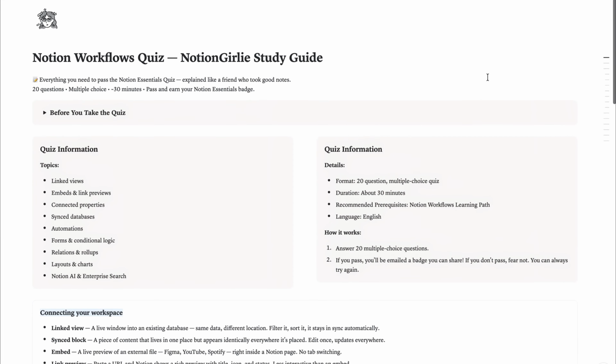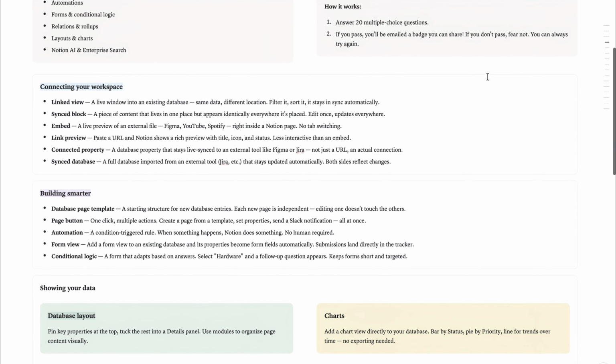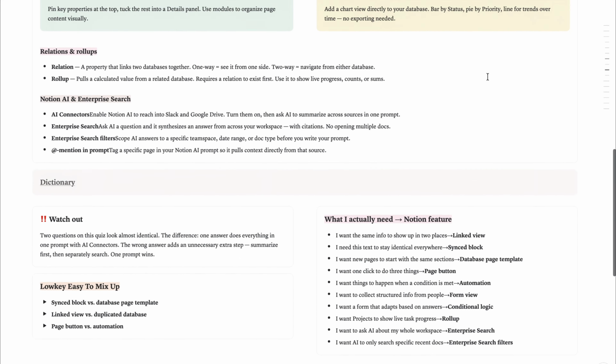There are a couple of tricky spots, so just like the Notion Essentials quiz, I'm putting together a study guide for the Notion Workflows quiz. Every question describes a situation. Someone needs data in 2 places, someone wants things to happen automatically, someone needs a form that adapts to what people answer, and you have to match it to the Notion feature that solves it. The study guide has the full translator, the I need this, to the Notion feature that does it.